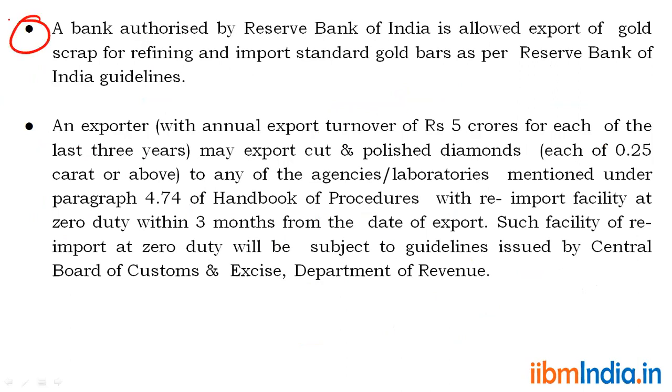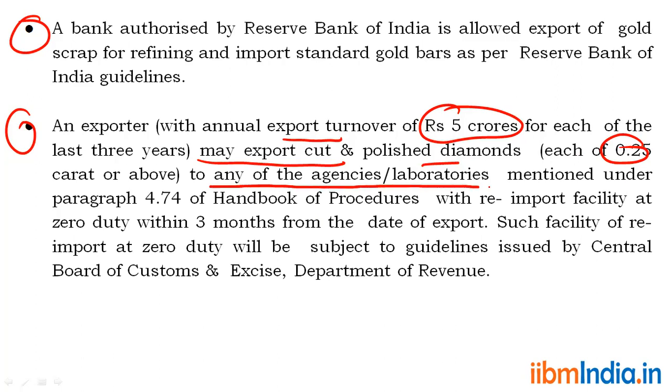A bank authorized by the Reserve Bank of India is allowed export of gold scrap for refining and import of standard gold bar as per the Reserve Bank of India guidelines. An exporter with annual export turnover of ₹5 crore for each of the last 3 years may export cut and polished diamond, each of 0.25 carat or above, to any of the agencies laboratories mentioned under paragraph 4.74 of Handbook of Procedures with re-import facility at zero duty within 3 months from the date of export.